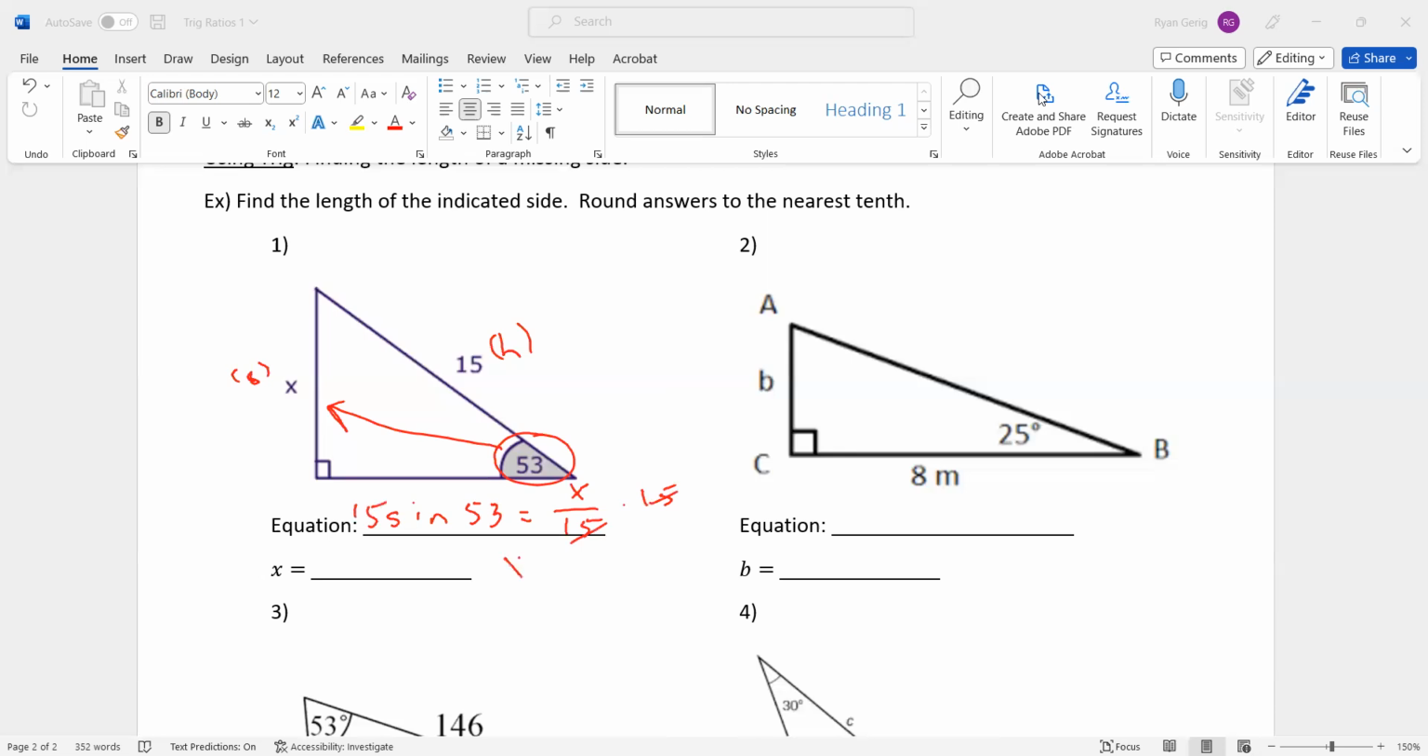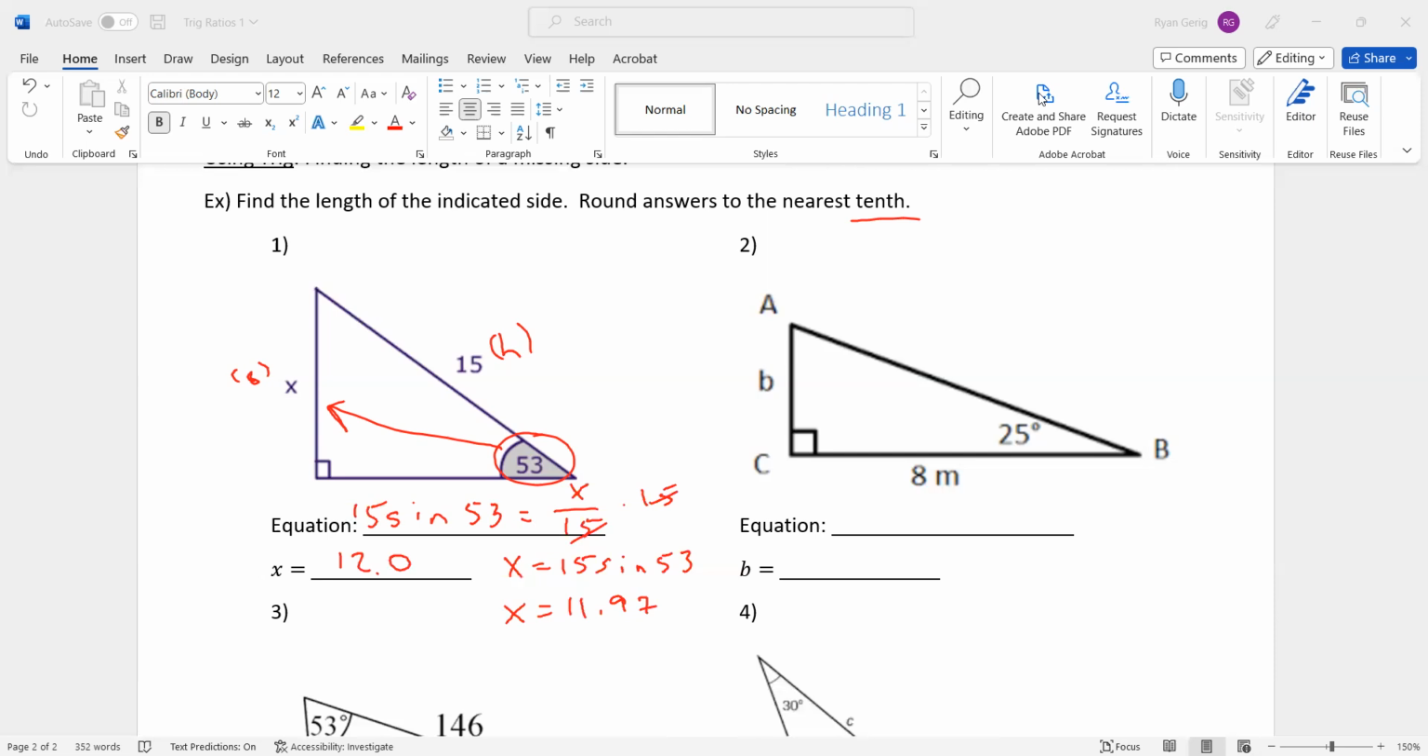So x equals 15 sine 53. Well, the sine of 53 is just a number. This is where you just go to the calculator, you type 15 sine 53, and you should get 11.97. It says round to the nearest tenth. So 11.97 rounds up to, so 9 goes up to 0, but that becomes 12.0. Okay.